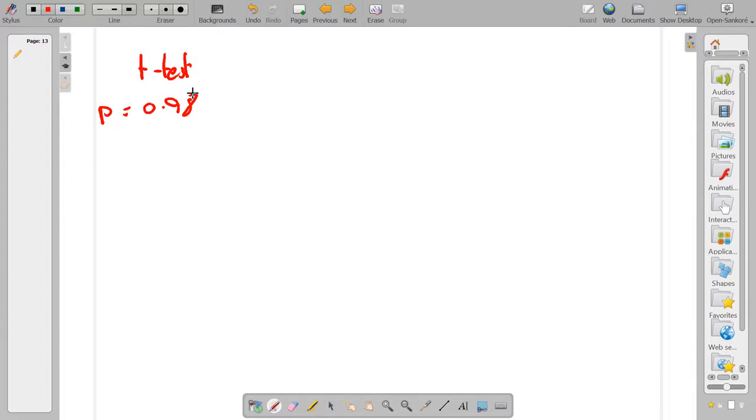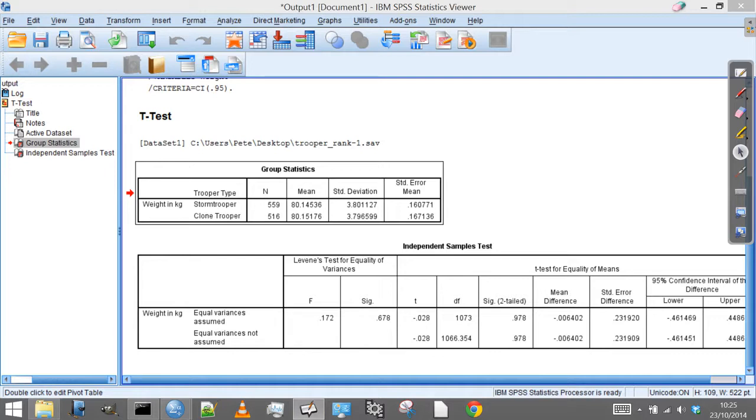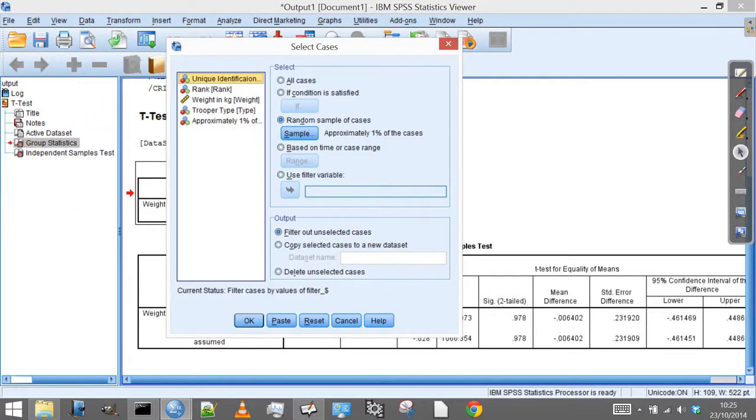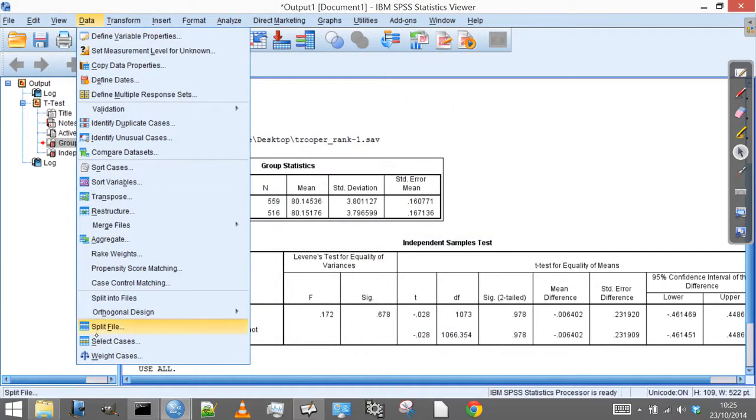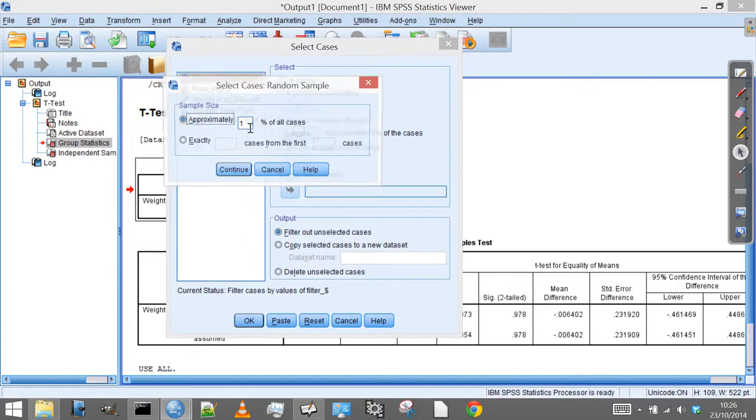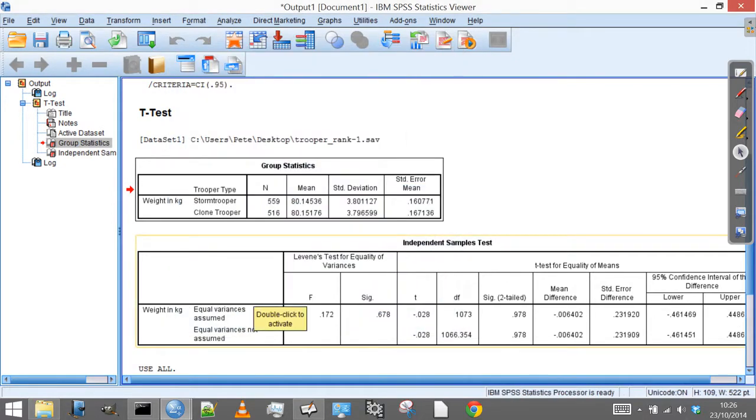And now I'm going to go back to SPSS, and I'm going to resample my data, so I'm going to do a second experiment for whatever reason. So I'm going to take some new samples, and we can do this quite easily. We go to the data menu again, select cases. Now everything's already been set up. So to resample the data, all you need to do is press OK. Now we have a new sample. And now we can run the t-test again, and that will run a t-test on your new set of data, so your second experiment.